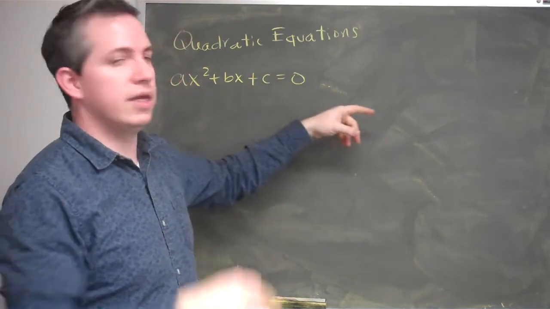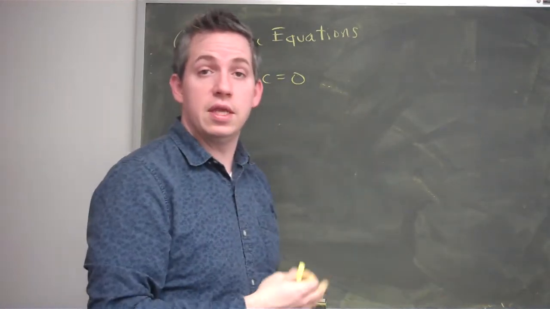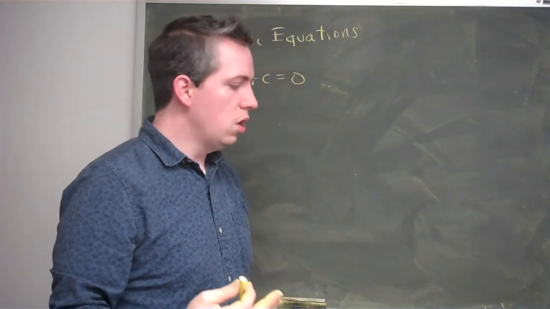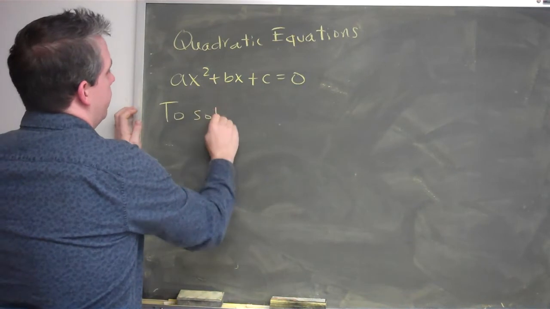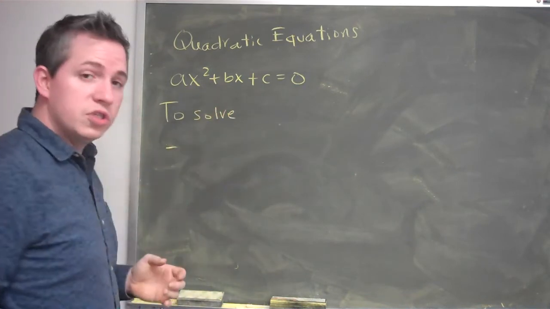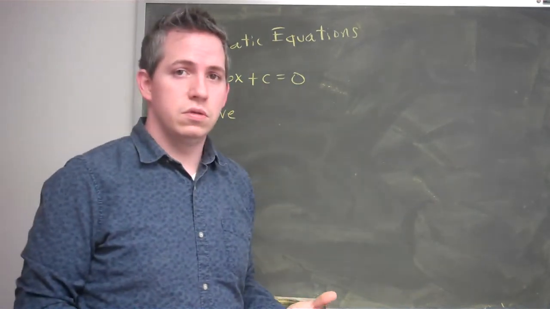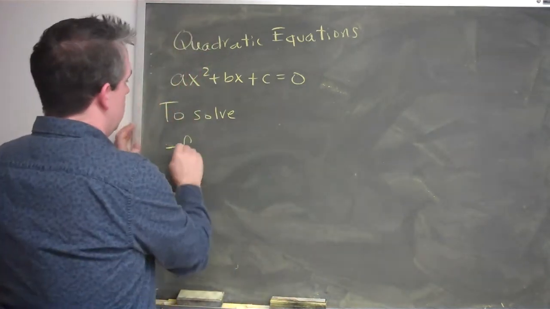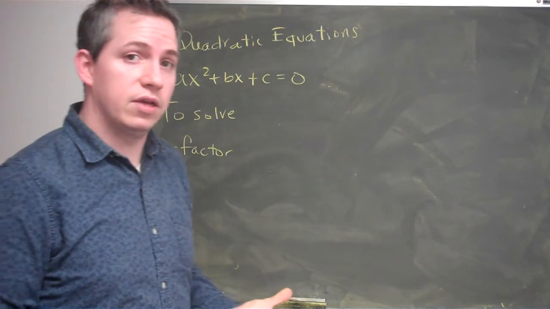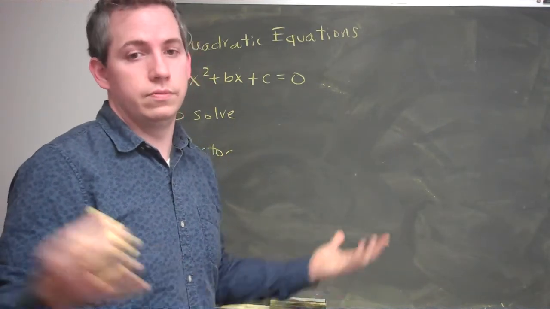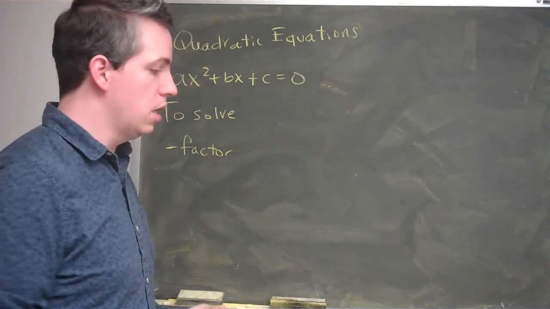So suppose you have a number on the right hand side, you can always subtract it on both sides to get it equal to 0. So our goal is to be able to solve this. To solve, the very first thing you should do is factor it, if you can. If you can't factor it, then you can't, so we'll move on to the next thing.